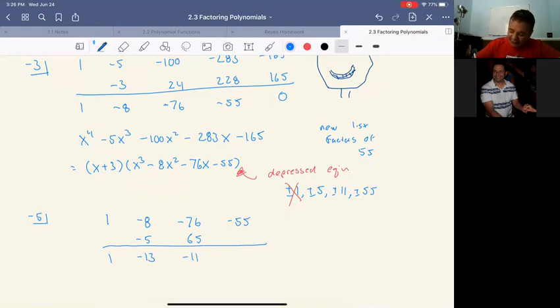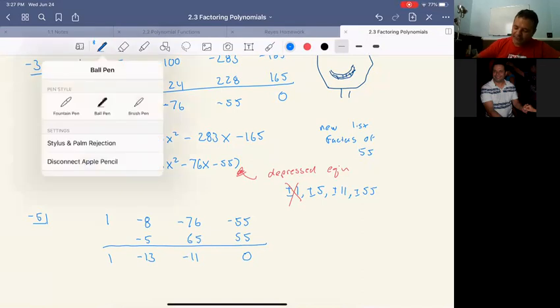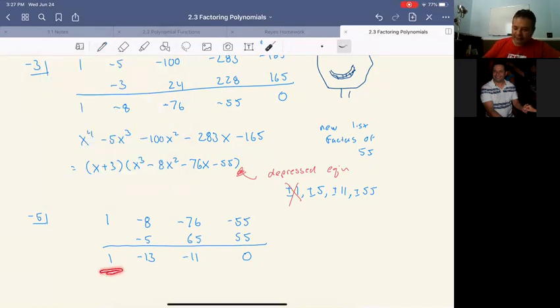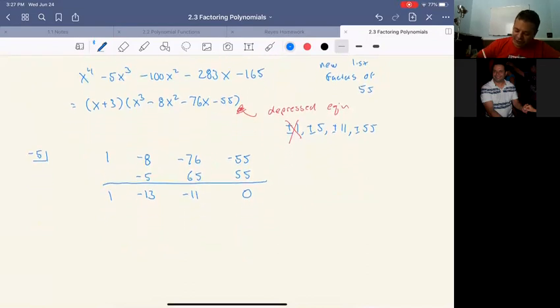Negative 76 and 65 is negative 11. Negative 11 times negative 5 is 55, and we get 0. Okay, so our new equation is going to be x squared minus 13x minus 11. So our full equation is now x plus 3, x plus 5, x squared minus 13x minus 11.